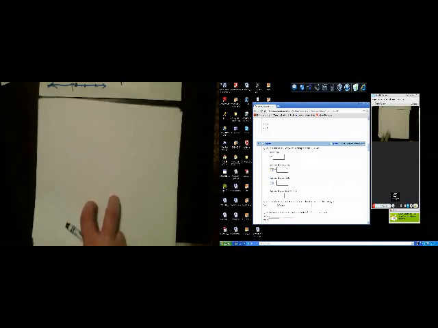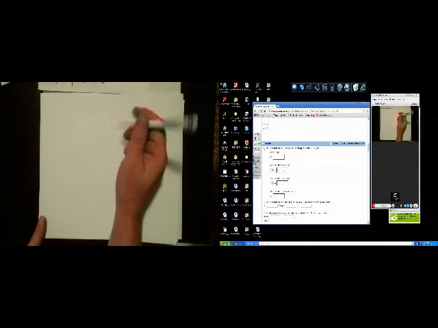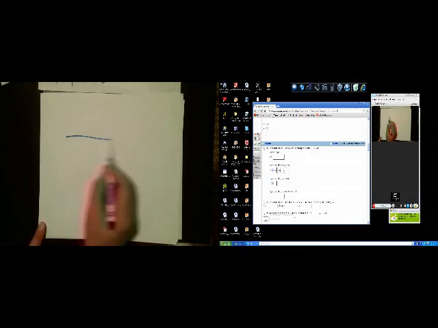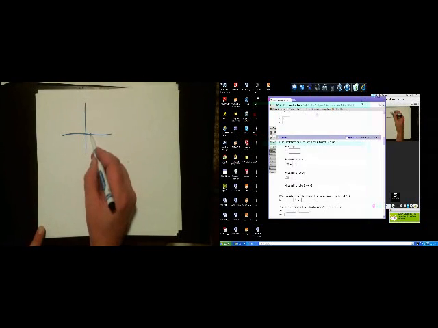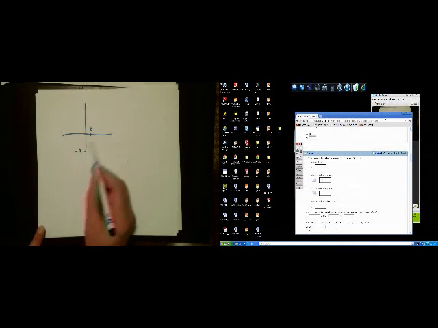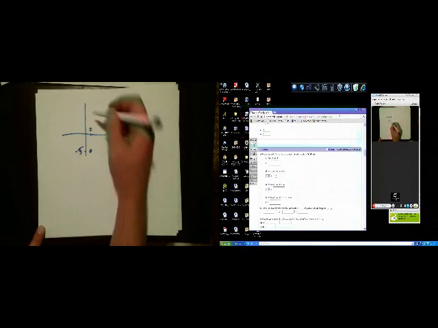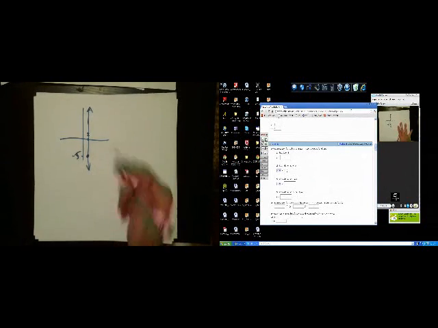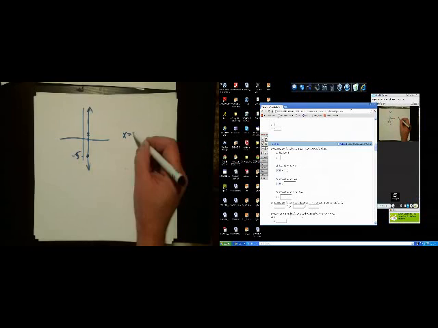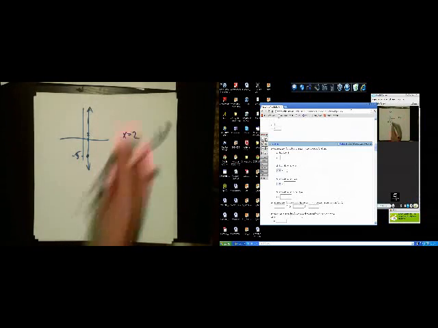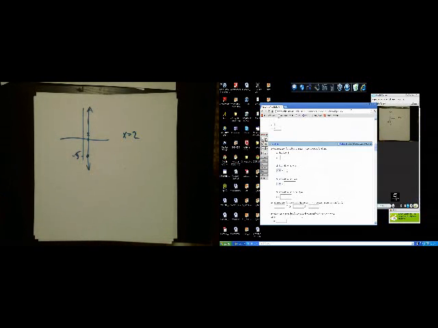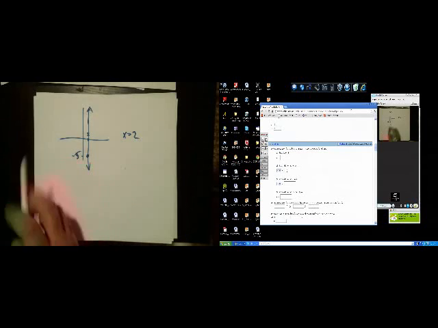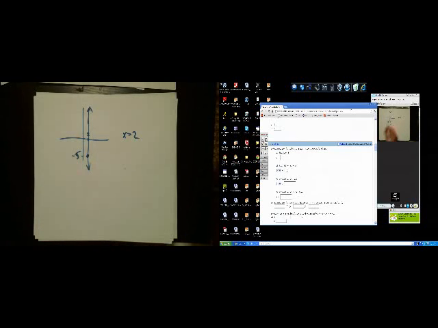C is a little more tricky. If I pass through (2, -5) and I'm parallel to the y-axis, now look at that, and I can say the equation is x equals 2. Without any recipe, without any point slope or anything like that. Hopefully that's obvious.